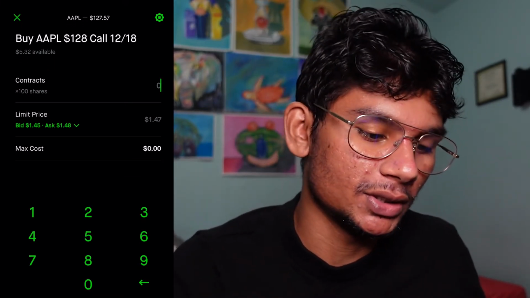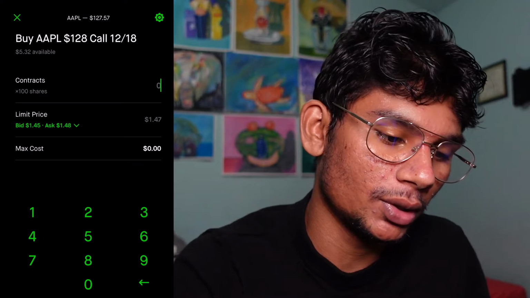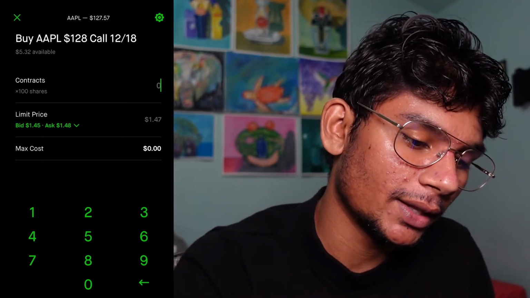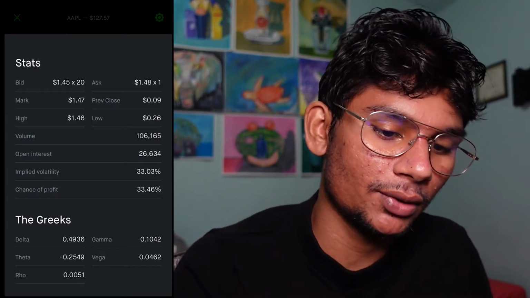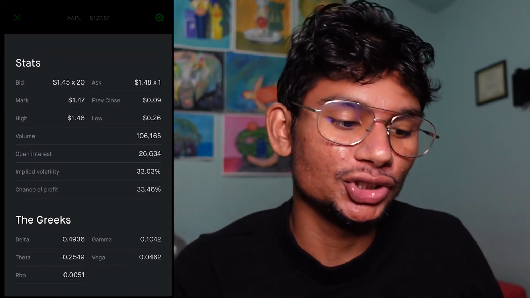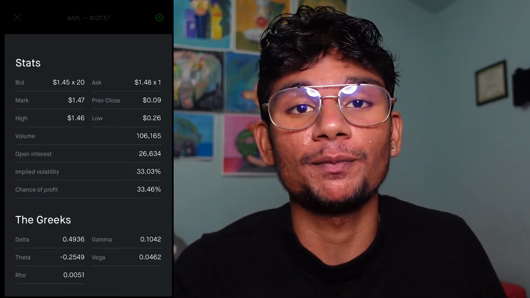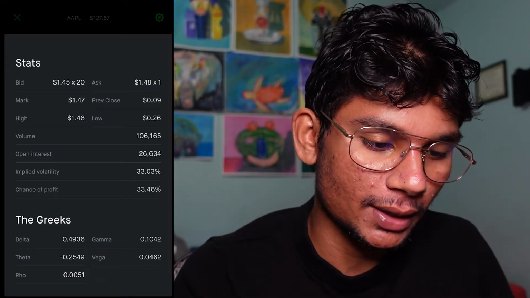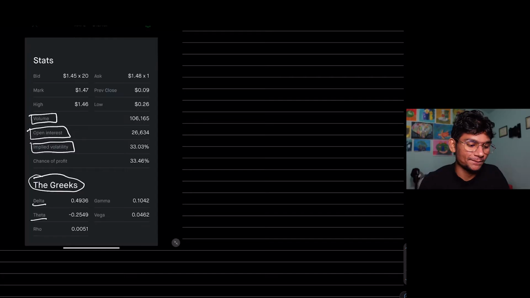Once you click on it, you get to this page. And now here's the important part. You see how it says bid 1.45, ask 1.48, and there's a down arrow there. You click on that down arrow. This will give you all the statistics you need in order to make a proper judgment call on if you'd buy this option or not. Okay, great. Now that we know that, let's get back onto this, okay?